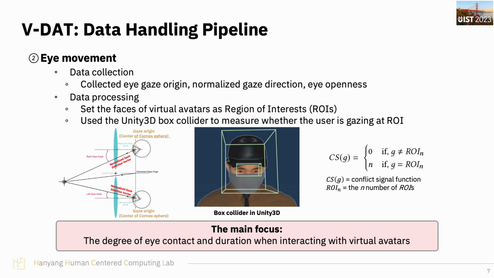Next is the eye movement. We collected eye gaze origin, normalized gaze direction, and eye openness. For processing this data, we used region of interest. It is commonly known that autism population have difficulty in making eye contact during communication or social interaction. So we overlay Unity's box collider on the faces of virtual avatars and examine whether the participants stare at the faces of virtual avatars during training. By doing so, we investigated the degree of eye contact and duration when interacting with virtual avatars.